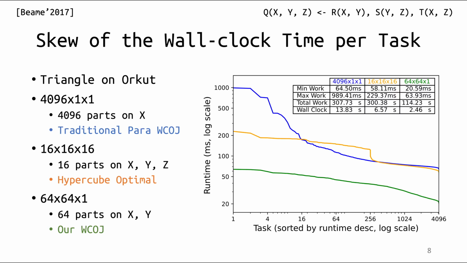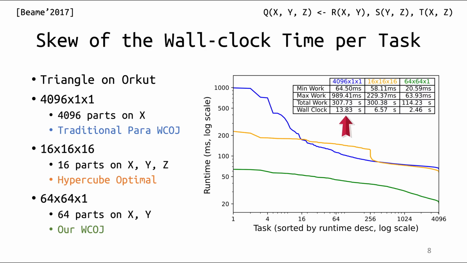The graph shows the runtime of each thread, measured as if it had been executed in isolation, for example, using a sequential execution. The partitions, or threads, are sorted in descending order of this runtime. In the right figure, the blue line corresponds to traditional parallelization of worst-case optimal join, where the domain of X is divided into 4,096 partitions, while the domains of Y, Z are not partitioned.